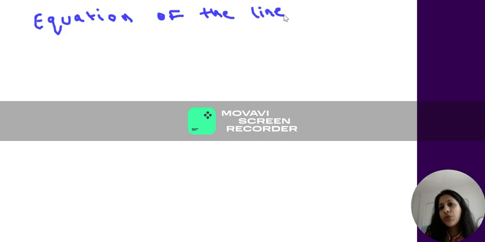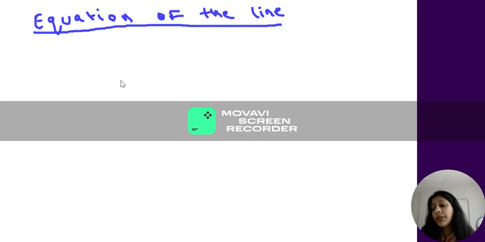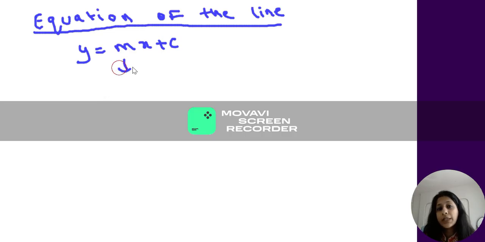We've been doing so many equations which we have been calling linear equations. Remember, while solving in algebra also, why do we call them linear? We call them linear because if you draw them on the graph, you will get a line. So the general equation of the line is y equal to mx plus c, where m is the gradient and the constant c is your y-intercept.